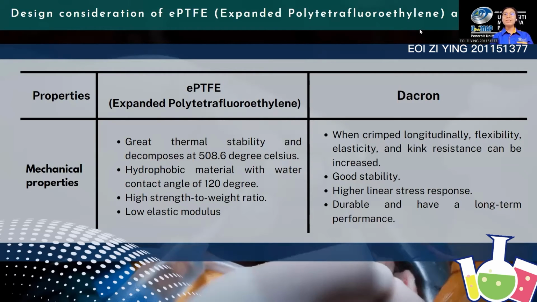Lastly, mechanical properties. EPTFE has great thermal stability and decomposes at 508.6 degrees Celsius. EPTFE is also a hydrophobic material with a water contact angle of 120 degrees, high strength-to-weight ratio, and low elastic modulus. For Dacron, when it is crimped longitudinally, flexibility, elasticity, and heat resistance can be increased. Dacron also has good stability, higher linear stress response, is durable, and has long-term performance. Therefore, it can be said that EPTFE and Dacron are suitable materials that can be used for designing a synthetic vascular graft.